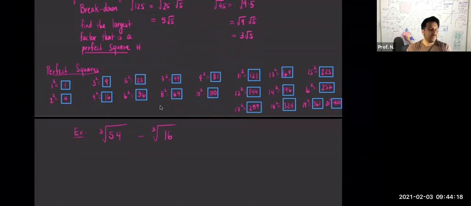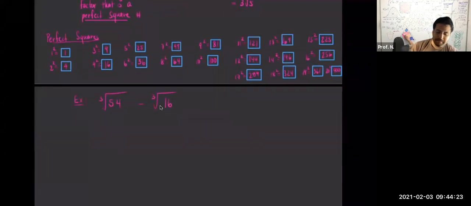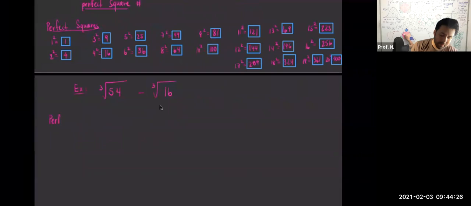So what do you think we need to know? We need to know what are perfect, not squares, but perfect cubes. We have to know our perfect cubes. So now in this case, what's a perfect cube? So 8 is a perfect cube. Why though? Why is 8 a perfect cube? Well, take the natural number 1, cube it. 1 is a perfect cube. Take 2, cube it. 8 is a perfect cube.